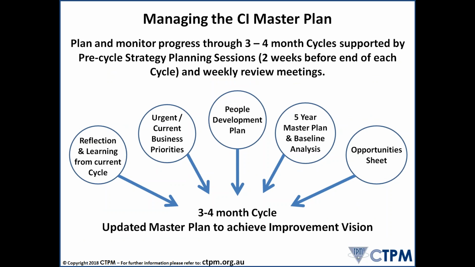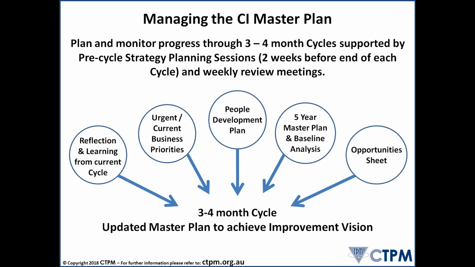Now, final point that we need to cover today is how we monitor this progress through 3 to 4 month cycles, and it's supported by pre-cycle strategy planning sessions. So as we said, each piece of improvement we do, we generally call a cycle with an outcome. So we want to have an outcome, a milestone reached that we can celebrate. We learn from that, we start our plan, do, check, act process again.